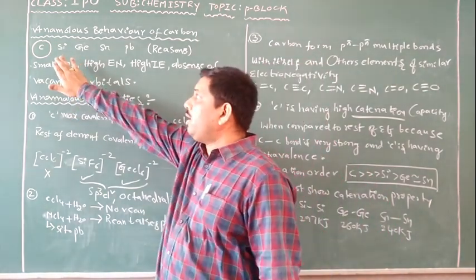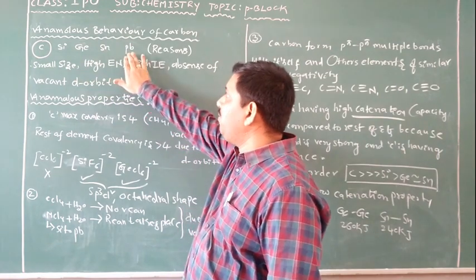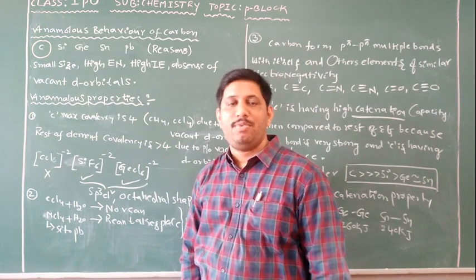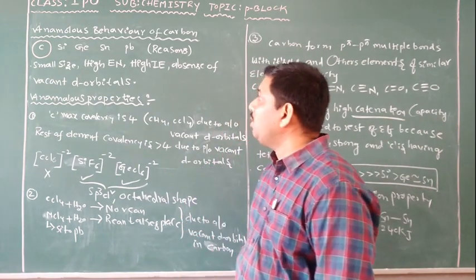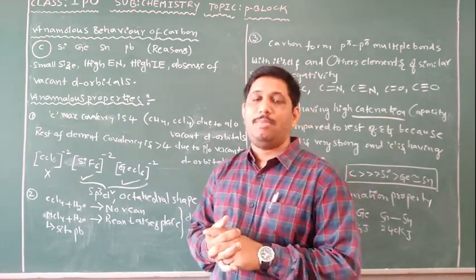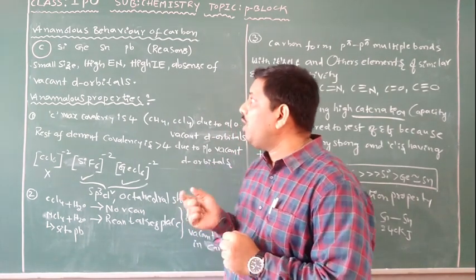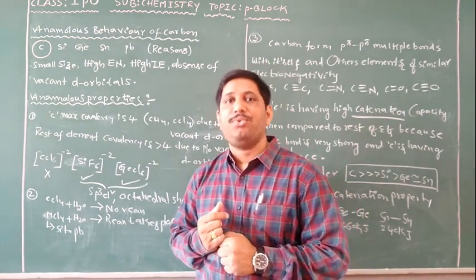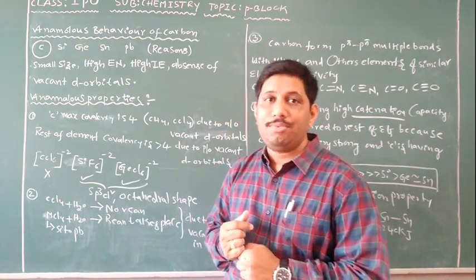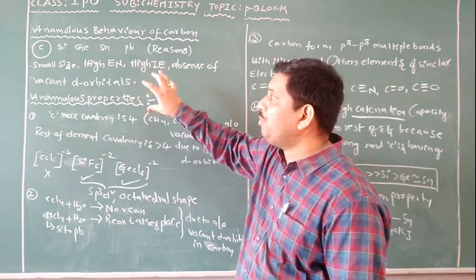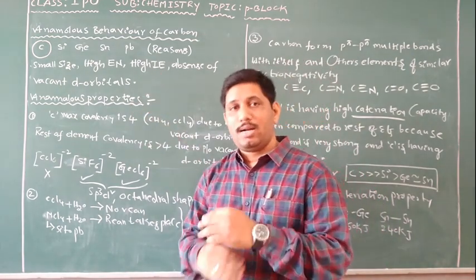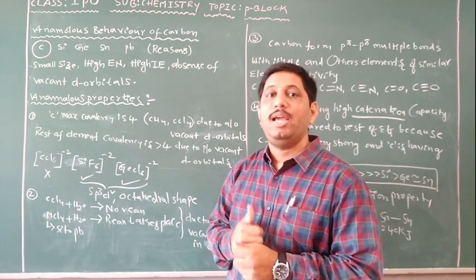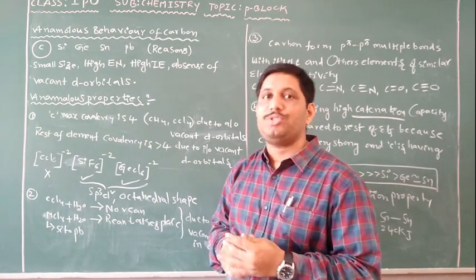The element carbon shows anomalous behavior when compared to the rest of the elements present in the same group, because of the following reasons: carbon has small size, highest electronegativity, highest ionization energy, and absence of vacant d orbital. Due to these four reasons, carbon has some anomalous properties when compared to the rest of the elements, even though they belong to the same group.